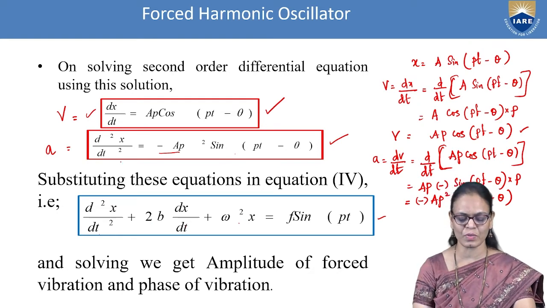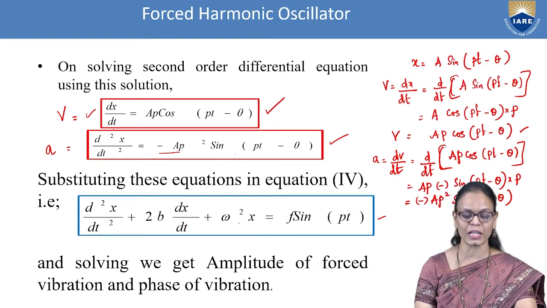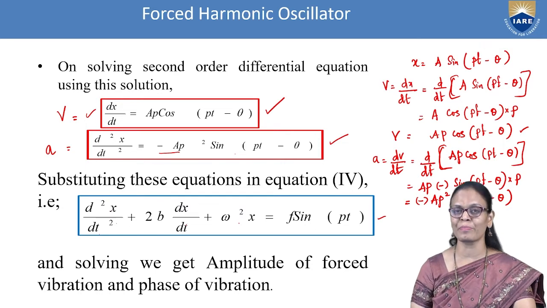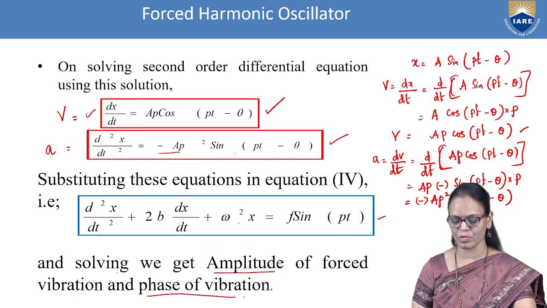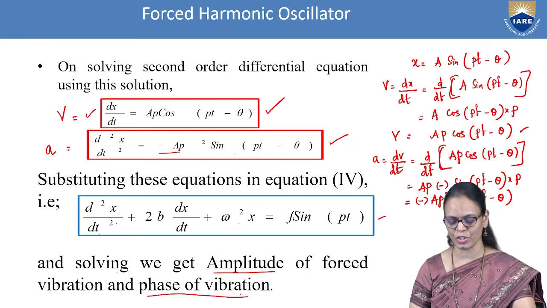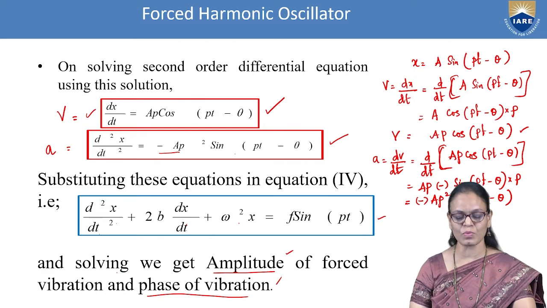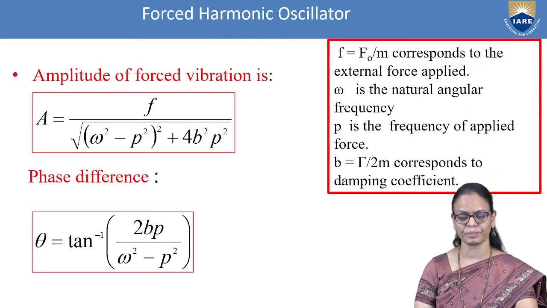We have d square x by dt square, we have dx by dt. Substitute them here, and we get the amplitude of the vibration and also the phase of the vibration. To get the amplitude as well as phase, we substitute these two expressions here and we'll directly write the solution.